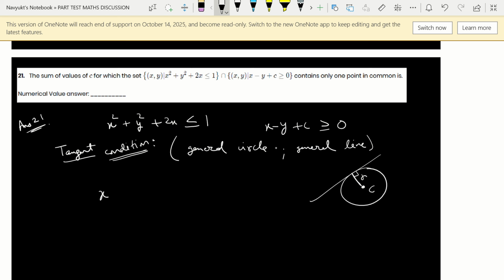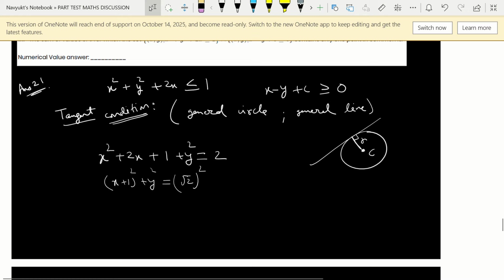Let's write it as: x square plus 2x plus 1 plus y square equals 2. 1 plus 1, 2. Correct? This is x plus 1 whole square. Here we go. We have the center as minus 1 comma 0. We'll put minus 1 comma 0 in the distance formula. That would be equal to r.